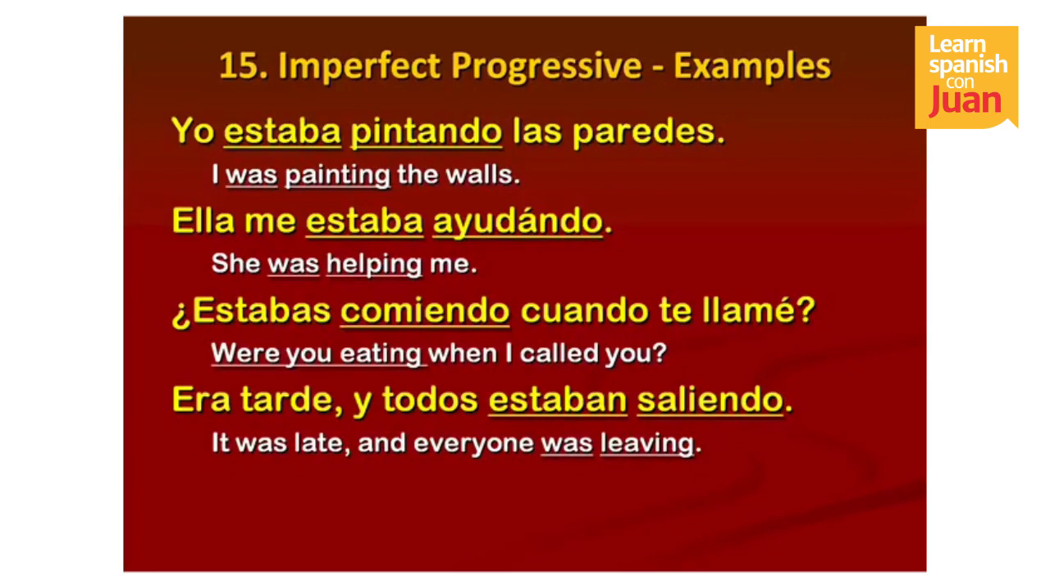It was late and everyone was leaving, was in the process of leaving. Todos estaban saliendo. Era tarde y todos estaban saliendo. So again, this just emphasizes that something was happening, the idea that the action was happening, and it's a past action, okay? A lot of the times when you want to use the imperfect progressive, when you're thinking in your mind, I was doing something, she was doing something, we were doing something, in Spanish you can actually just use the simple imperfect. So we could rephrase these, right? Yo pintaba las paredes. Ella me ayudaba. We could, but we don't have to.